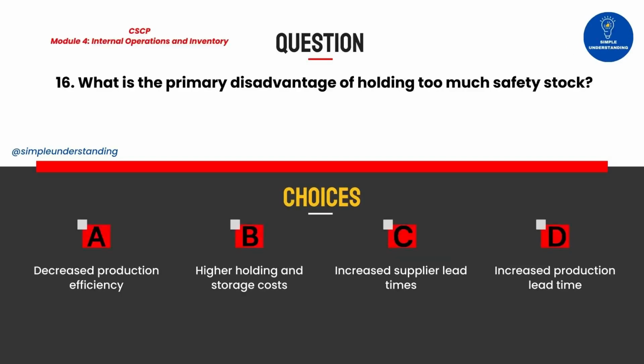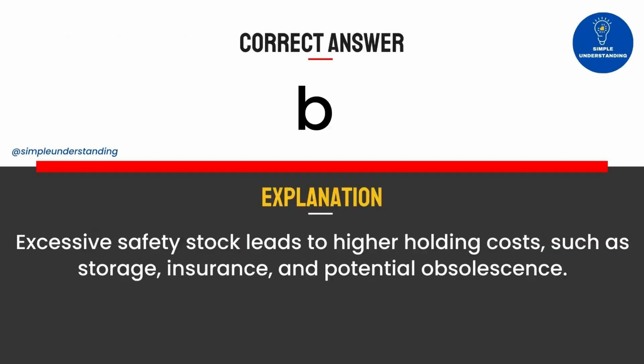16. What is the primary disadvantage of holding too much safety stock? A. Decreased production efficiency. B. Higher holding and storage costs. C. Increased supplier lead times. D. Increased production lead time. Correct answer: B. Explanation: Excessive safety stock leads to higher holding costs, such as storage, insurance, and potential obsolescence.